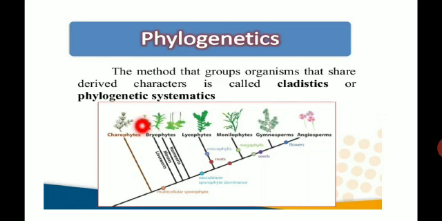Now see the topic. Phylogenetics or cladistics. The method that groups organisms that share derived characters is called cladistics or the phylogenetic system. The phylogenetic system: Charophyta, Bryophyta, Pteridophyta, Monilophyta, Gymnospermae and Angiospermae.